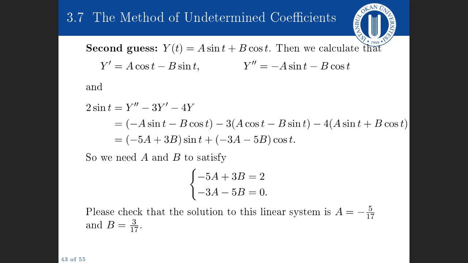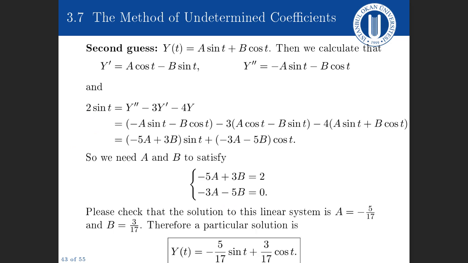It's possible to solve this linear system. I'll leave it for you to check that we need to have a is minus 5 over 17 and b is 3 over 17. So therefore, the particular solution to this differential equation is minus 5 over 17 sine t plus 3 over 17 cos t.